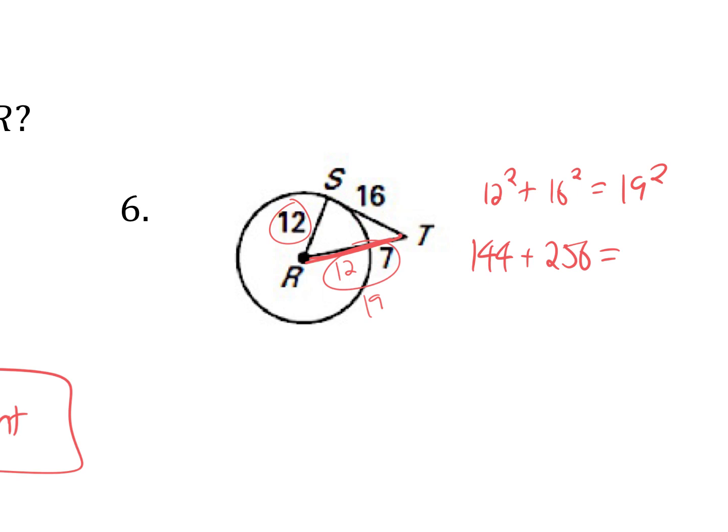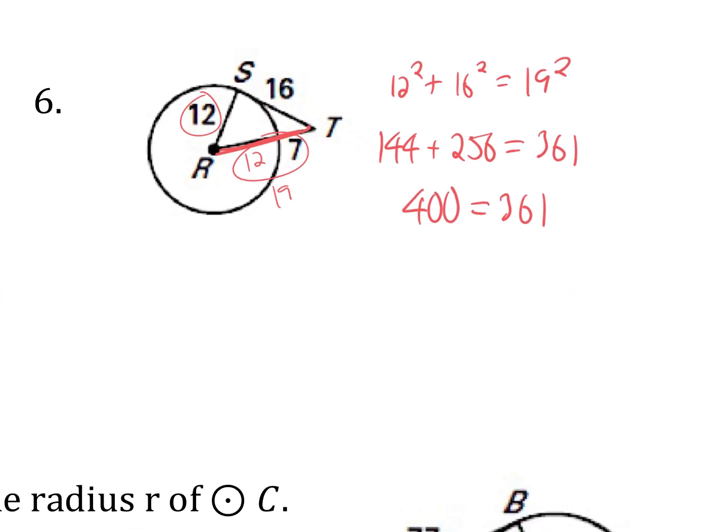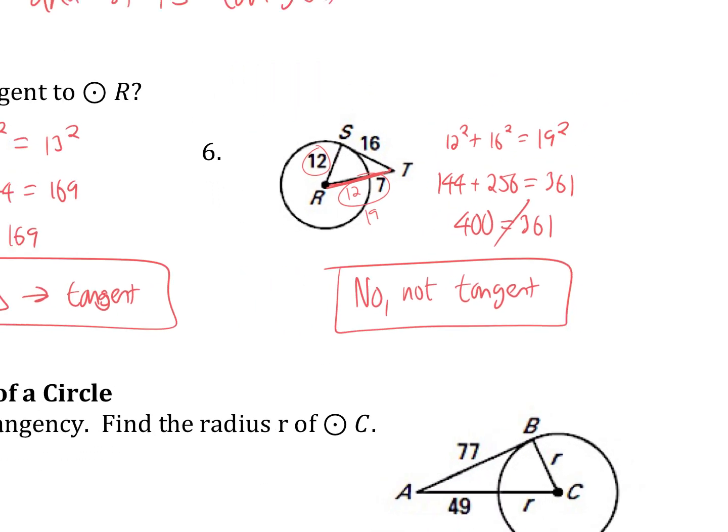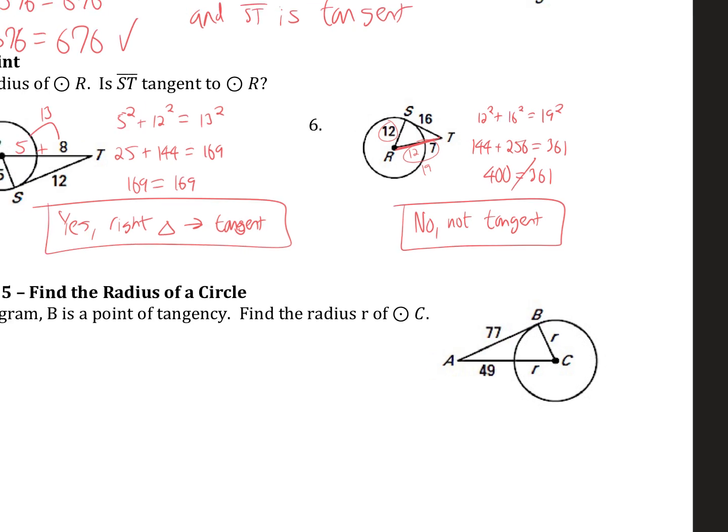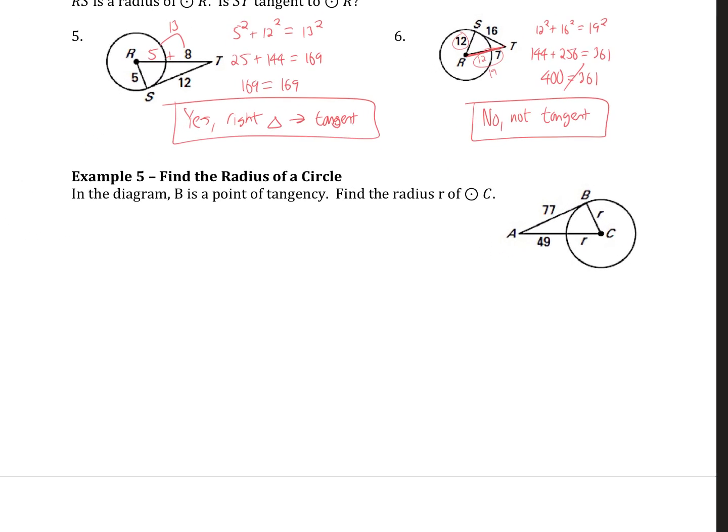is 361. Okay, and then 144 plus 256 is 400. Does 400 equal 361? It does not. So, in this case, this is not tangent. It's not a right triangle, which means it's not at a right angle, which means it's not tangent. So tangents are going to be at a right angle to the radius.